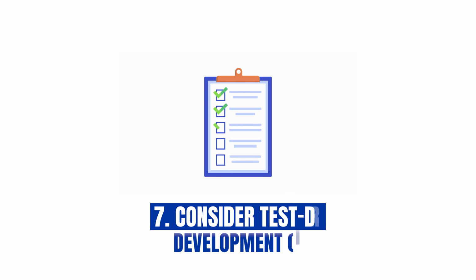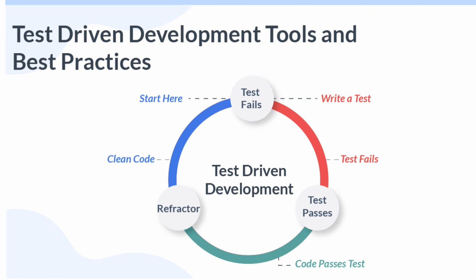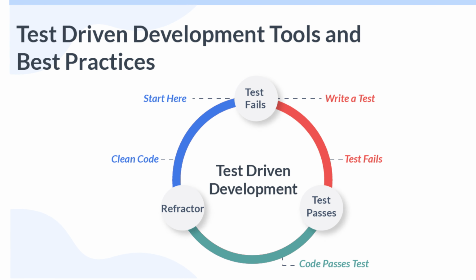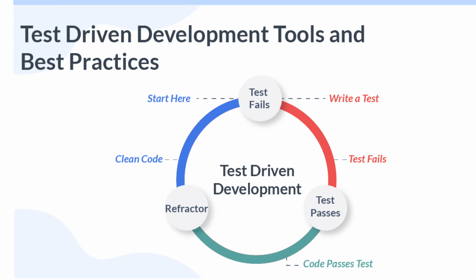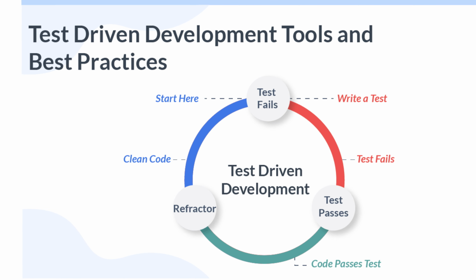7. Consider test-driven development, TDD. In test-driven development, you write tests before writing the actual code. This approach ensures that code is developed with testability in mind. It can lead to more robust and maintainable code.